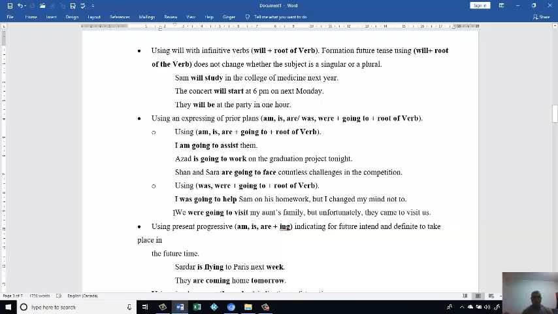Let's go to the second one. We were going to visit my aunt's family, but unfortunately they came to visit us. Okay, that's how we talk about the future. Then from the far future we talk about the near future. Then sometimes we say the past of the future.